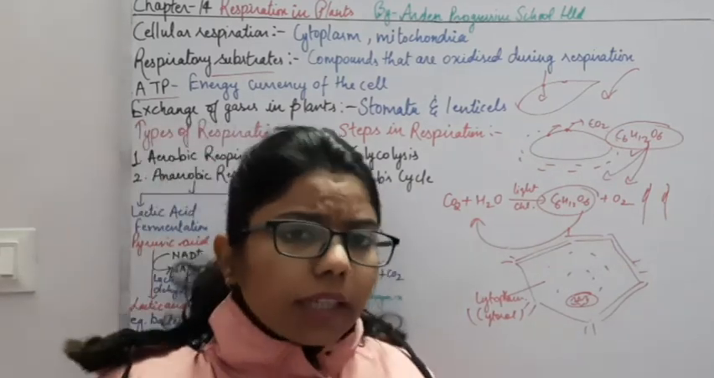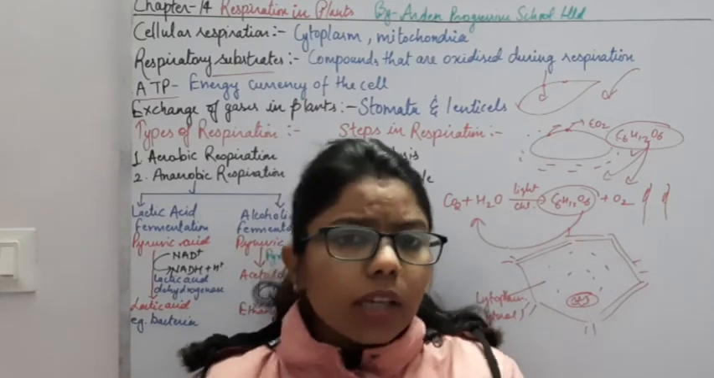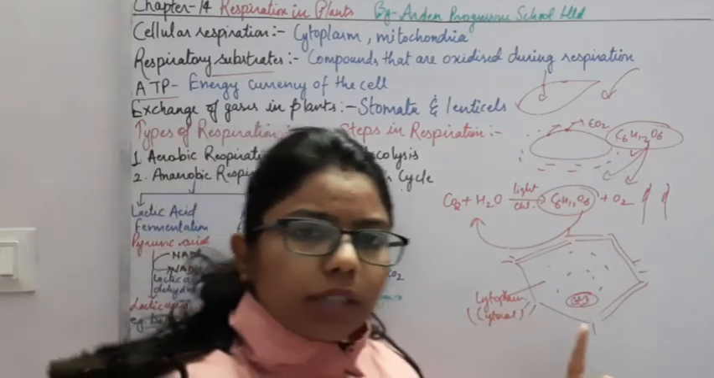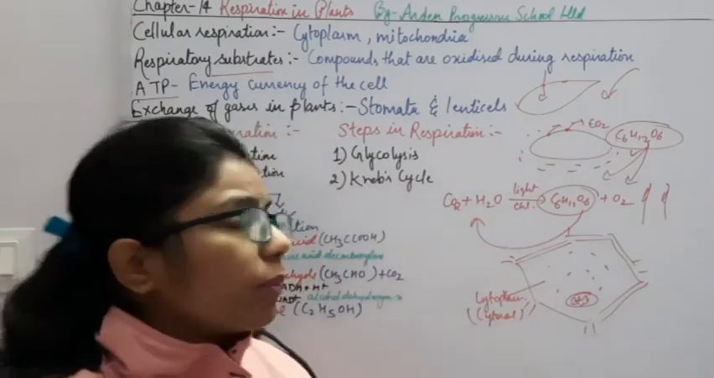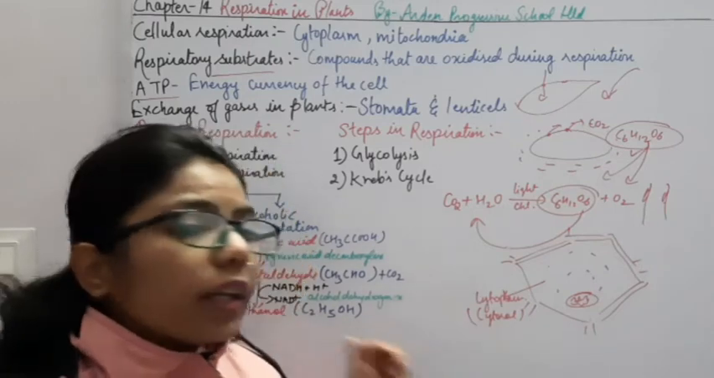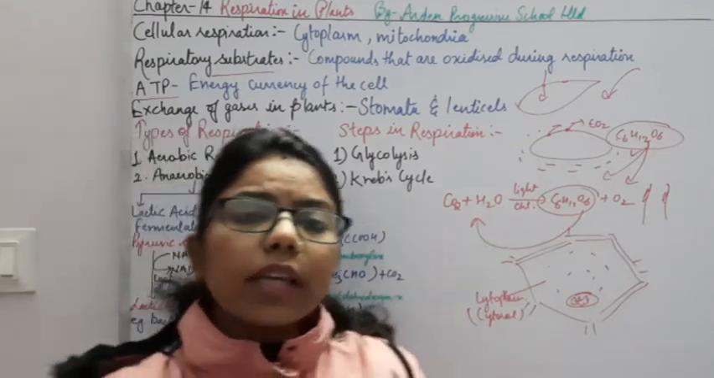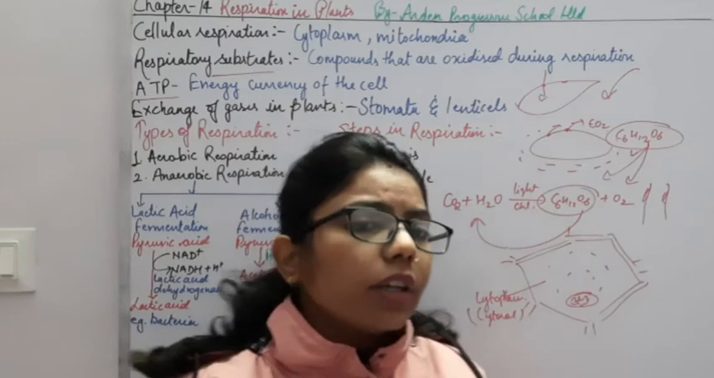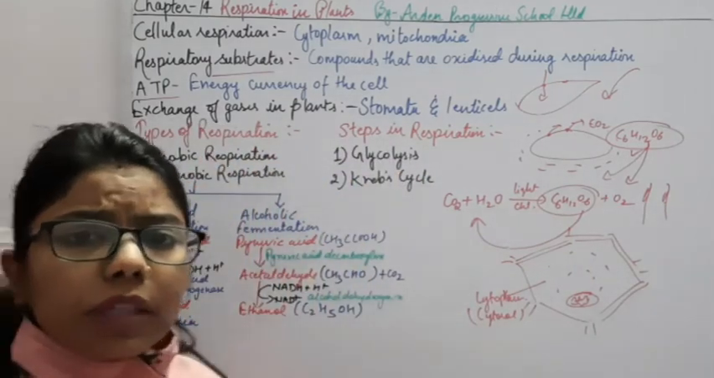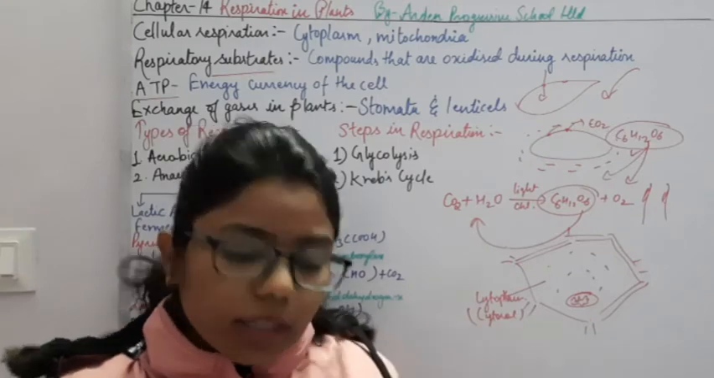So, wholesomely, we can say there is oxidation of food, release of energy, and there must be cytoplasm as well as mitochondria. So the whole scenario will be in this chapter. Okay, now coming to respiration. Respiration can be of two types. Generally we say that respiration is of two types. What are they? Aerobic respiration and anaerobic respiration.